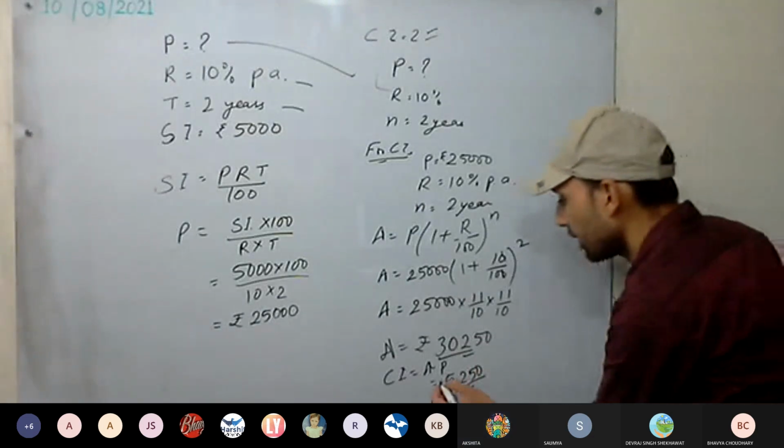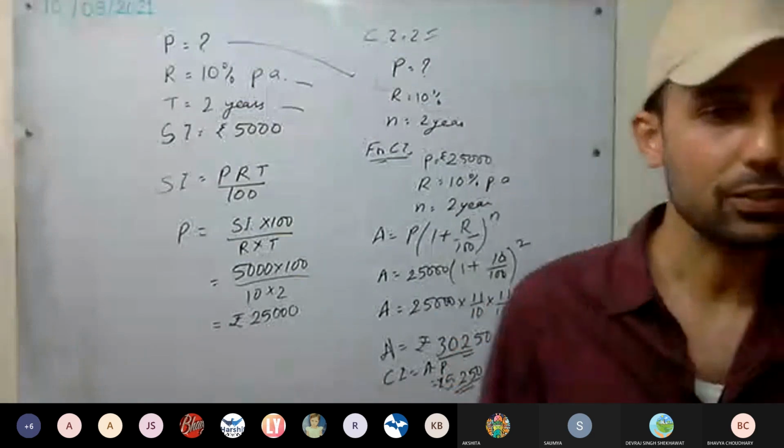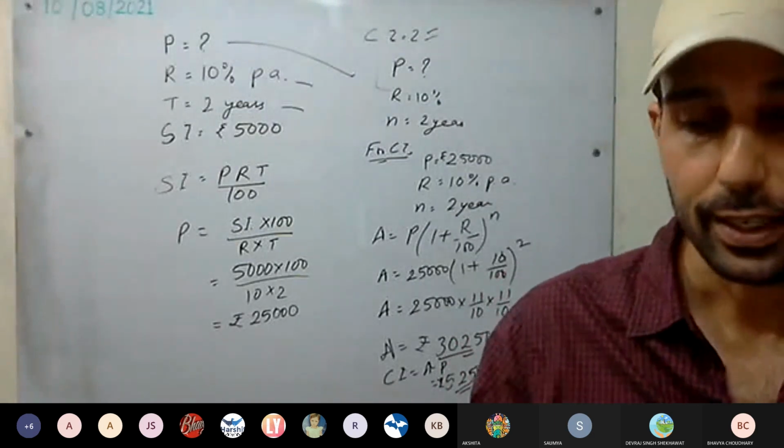5,250 rupees. This will be the compound interest. Everyone have understood? Okay. Try next one.